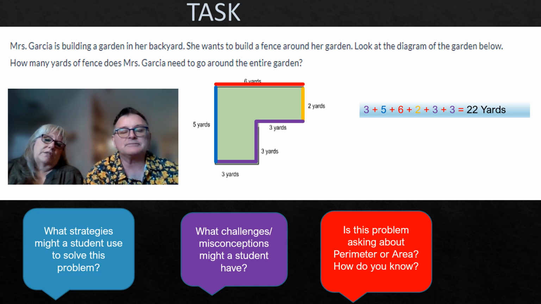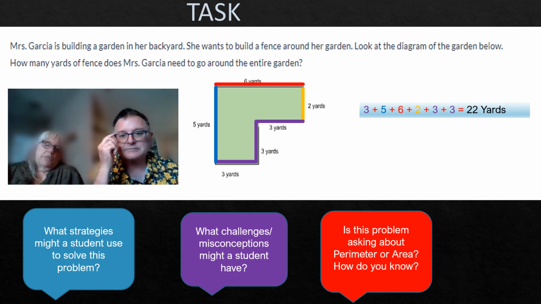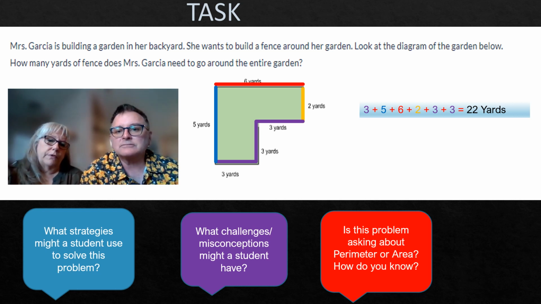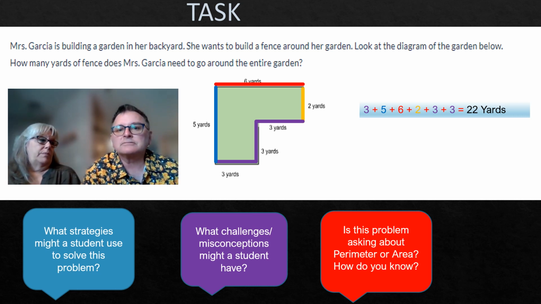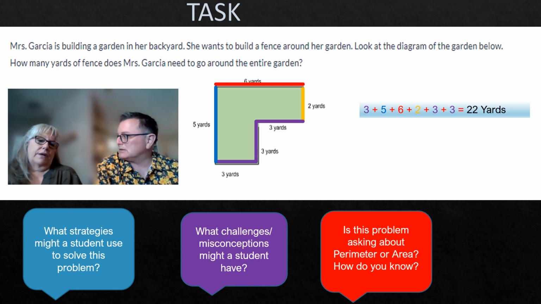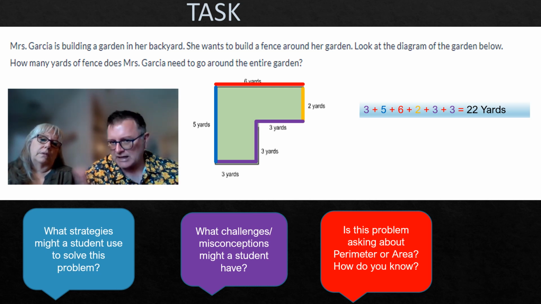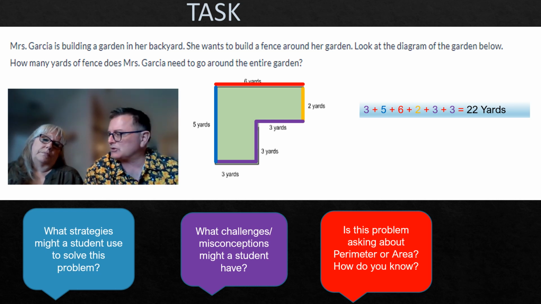And thinking about your last question, we know that we're focused on perimeter, but if we were focused on area, we would have had to have decomposed that into rectangles in order to find the area, whereas with perimeter, we don't need to decompose it. Are there any challenges or misconceptions that you see, given the context here, that a student might have?